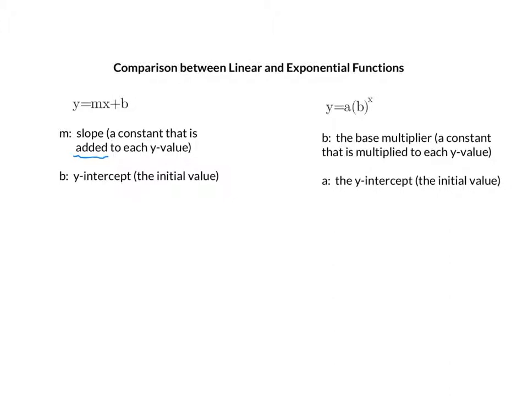When we talk about exponential functions, we have two concepts that are almost the same. Instead of having a slope, we have something called a base multiplier. This is the b inside the equation. It is the one that has the exponent attached to it. Like the slope, which is added to each y value, the base multiplier is a constant that is multiplied to each y value. We also have a y-intercept, or an initial value. In this equation, it's going to be the a. It's the one that does not have the exponent. We're going to be translating into some exponential functions, so we do want to know where these numbers are going to go.